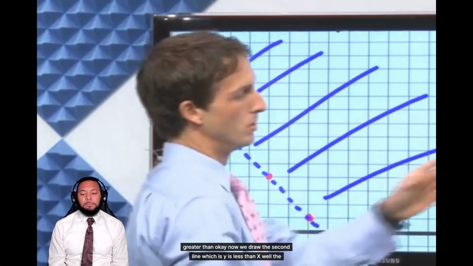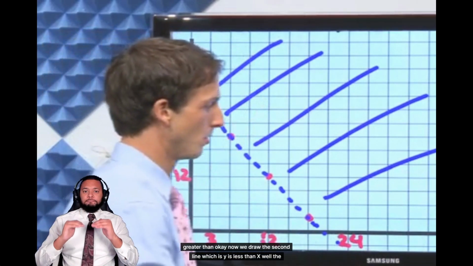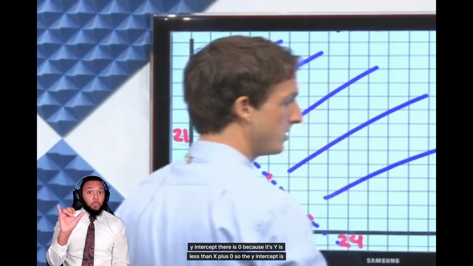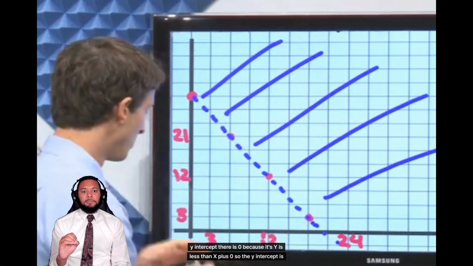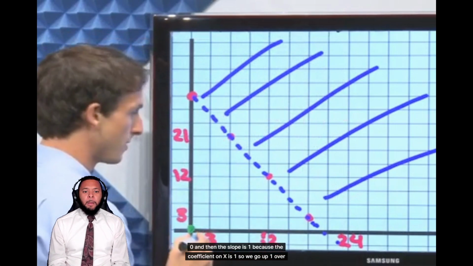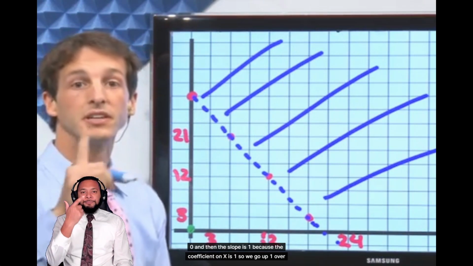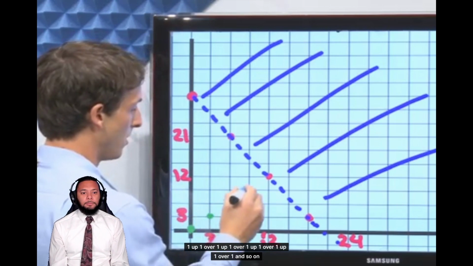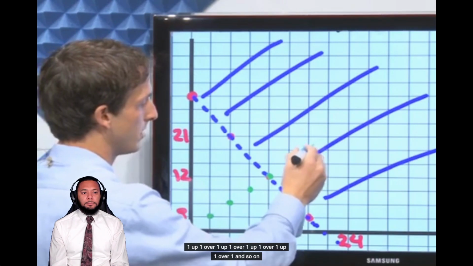Now, we draw the second line, which is y is less than x. Well, the y-intercept there is 0, because y is less than x plus 0. So the y-intercept is 0. And then the slope is 1, because the coefficient on x is 1. So we go up 1 over 1, up 1 over 1, and so on.